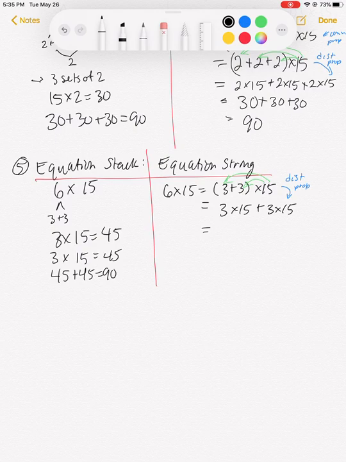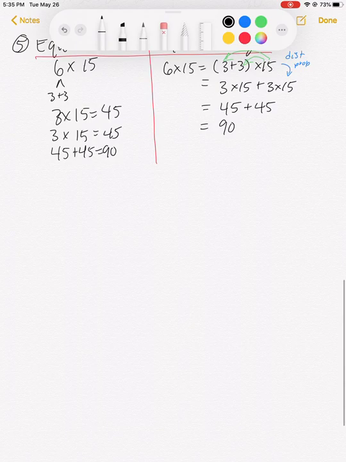So the last part of the equation stack is there now. And those became 45's on the equation string. And then 45 and 45 makes 90. Okay, these ones are a bit shorter than the addition ones, which is good. Number 6, last equation strategy. Equation stack.